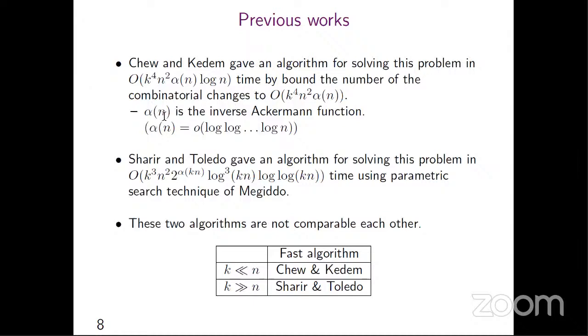We denote alpha as the inverse Ackermann function, which grows extremely slowly. Chew and Kedem, and Agarwal and Sharir gave an algorithm for solving this problem using the parametric search technique of Megiddo. Thus, the two previous algorithms are not comparable to each other. If n is bigger than k, the algorithm of Chew and Kedem is faster. If k is bigger than n, the other one is faster.